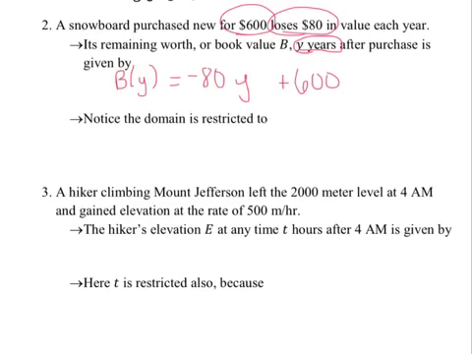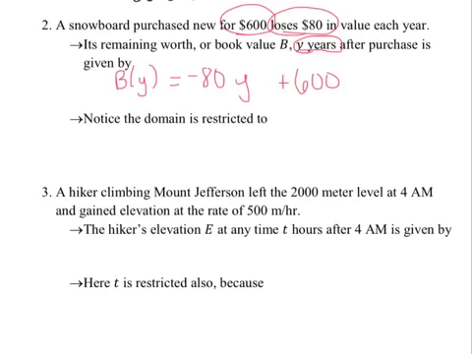So if we were to reiterate this, the book value after a given amount of years is equal to negative 80, because you're losing $80 every year, plus the initial value of $600 that you started with. So after like 2 years, you would drop $160 off of this $600. What you're going to notice, though, is that after a certain amount of time, you're actually going to have no value left for the snowboard.